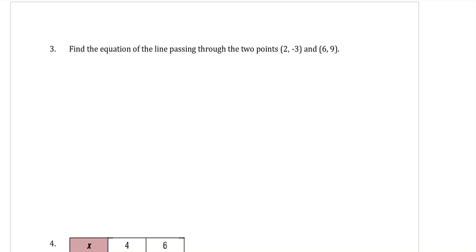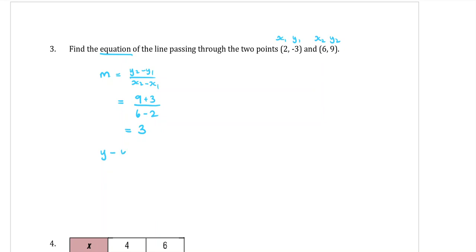Question 3. Find the equation of the line passing through the 2 points. Okay, again, this is like the last question that I did, but this time I don't have a graph to go with it. But my 2 points are still here, x1, y1, x2, y2. And I want to find the equation, which means I want the gradient first. And then I'll sub it into the point gradient formula. So y2 is 9 minus minus 3, so plus 3, over x2, which is 6 minus 2. That makes 12 over 4, which is equal to 3.